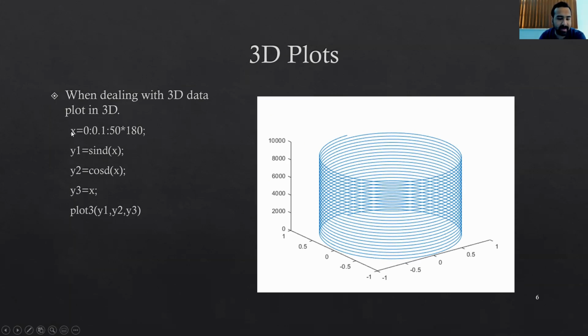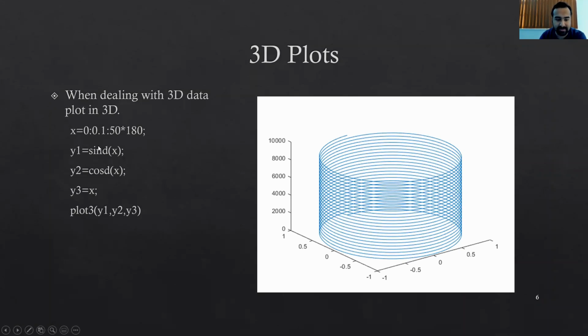So if you have X data that's going from 0 to 180 degrees, you can have one variable Y, one variable for cosine, or 1Y, 2Y, and then you can have a third one, and then you plot all 3 of them at once against each other.